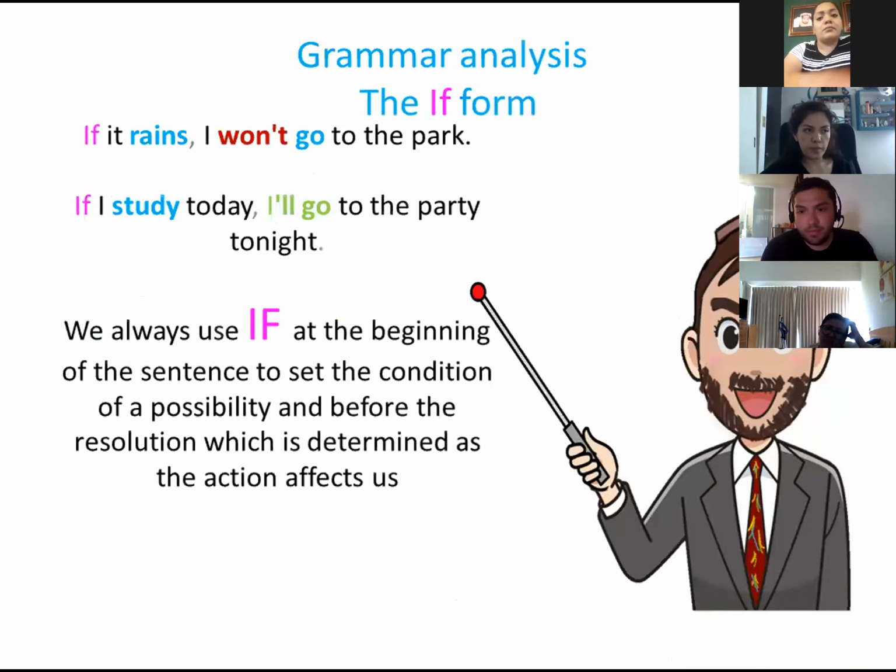Okay, this is a brief grammar analysis. This is when we use the if form, all right? This is the most classical way of doing a first conditional. If it rains, or these are the same sentences previously mentioned. This is just to show a comparison. We always use if at the beginning of the sentence to set the condition of a possibility and before the resolution, which is determined as the action affects us. As I say, it can be something that affects us positively or negatively. It depends on how it affects us.